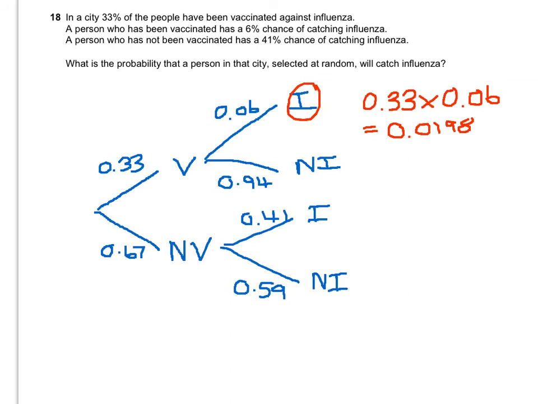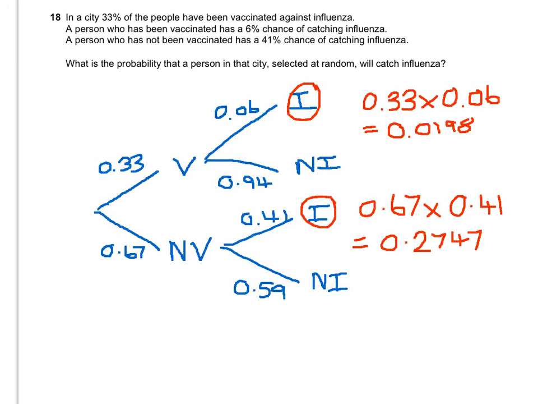And the other line that someone ends up with influenza is this line here. So to travel along those lines, we've got 0.67 times by 0.41, which on our calculator gives us 0.2747.